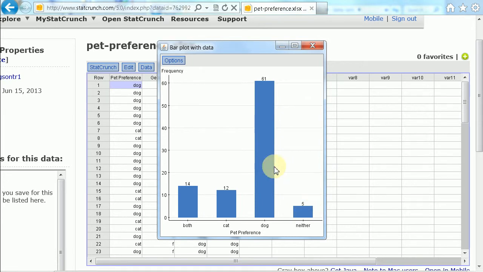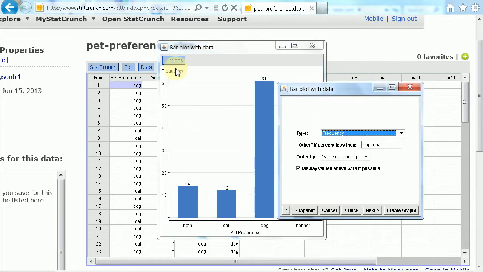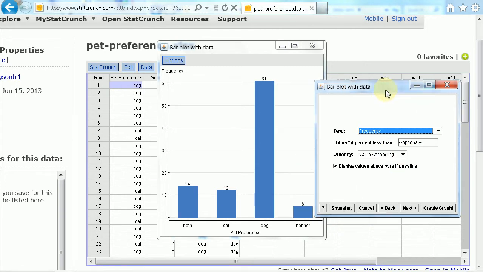Now, the last comment I have about these sorts of graphs. From the shape of this graph, you may be tempted to see that you have a normal distribution. But notice, if I select options and edit, that I can change the way that the graph is depicted. This graph says value ascending. Value in this case is basically the first letter of its alphabetical order. B for both, C, D, and N.